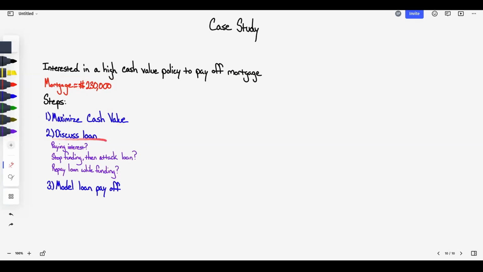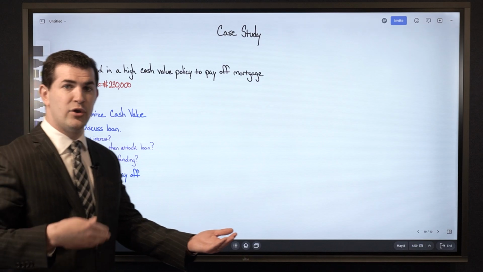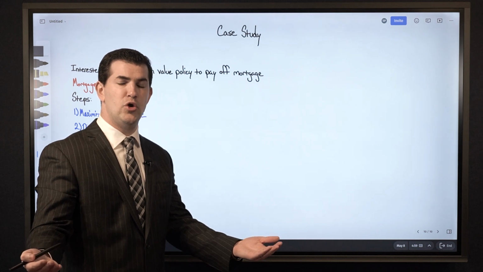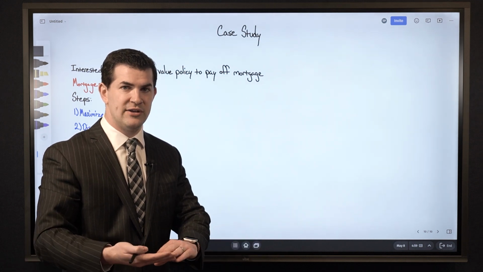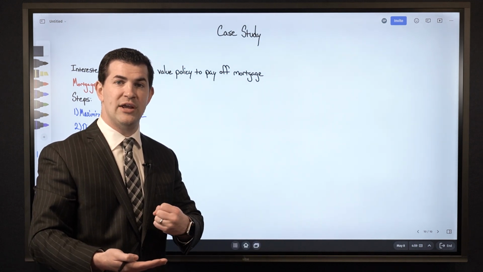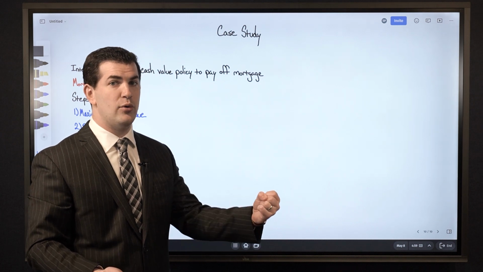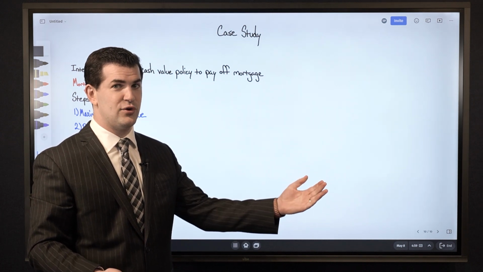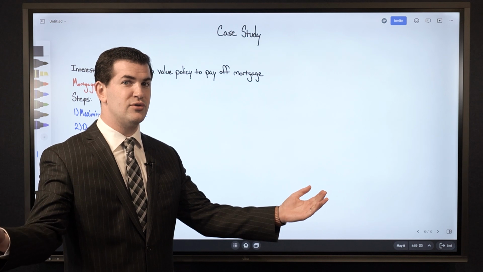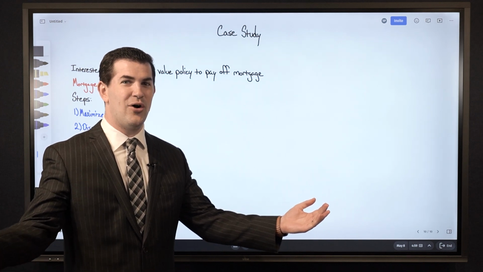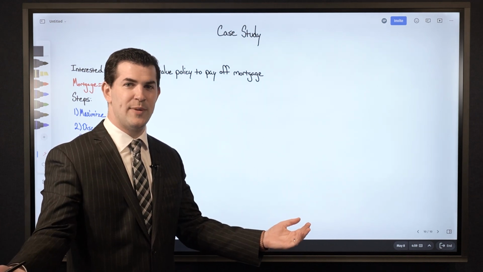Number two, discuss the loan. This is very, very important. So, for example, do you plan on paying loan interest while you are funding the policy? So if you're going to fund the policy while you are paying on your mortgage, do you plan on taking loans against your policy? Then you have loans outstanding. Would you like to pay the loan interest on your life insurance policy while you are also paying the interest on your mortgage and making your regular mortgage payments?